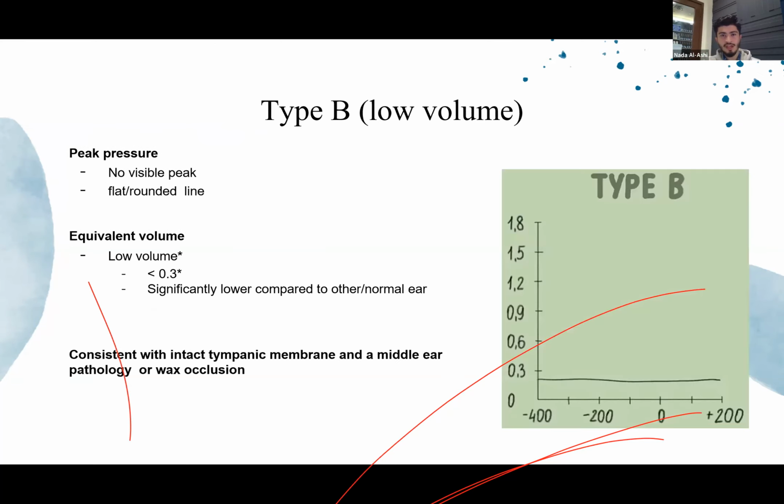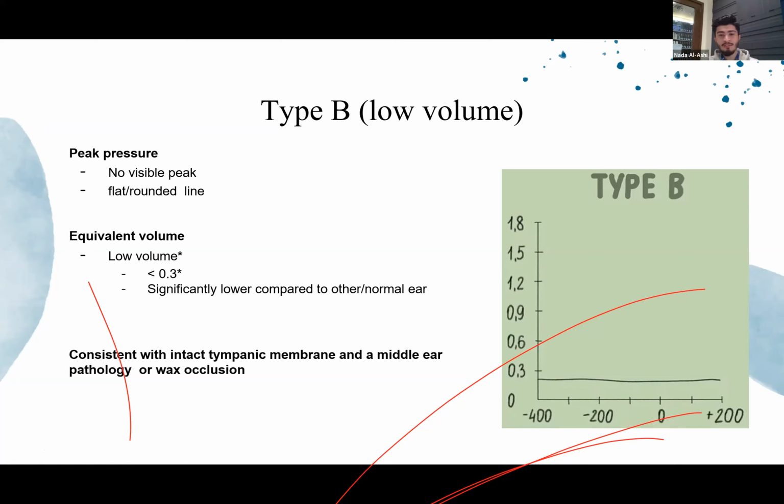So first I'll go through a type B low volume. So as I said before, if we look at the tympanogram here, the peak pressure, we can't really see any tall mountain. There is no visible peak, and it's just a flat line. In terms of equivalent volume, with a type B low volume, our equivalent volume would be low. So this can be volume less than 0.3, but as I told you before, the volumes are a very rough guide. So a good way to look at this is if the volume of one ear is significantly lower compared to the other ear or the normal ear.